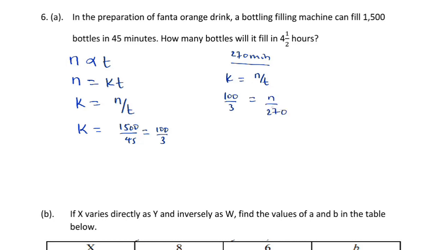Let us now cross multiply these values. We have 3n equals 100 times 270. Divide by 3 both sides. We have n equals 9,000. Therefore, 9,000 bottles will be filled in 4.5 hours.